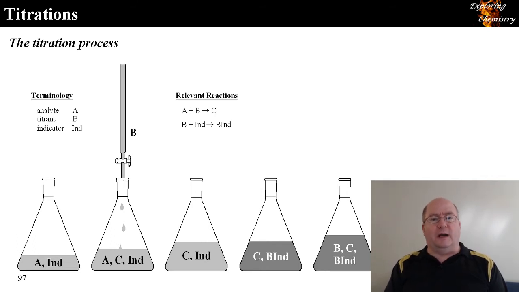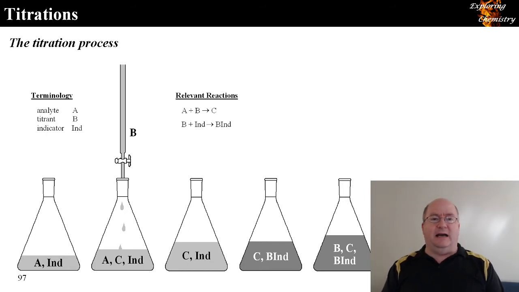There are 2 relevant reactions. The first reaction, of course, is that of our analyte and our titrant. This reaction needs to be stoichiometric. It needs to be well understood, and there generally can't be any other side reactions. So you have a quantitative reaction of our analyte and our titrant to form some products. In addition, usually the titrant needs to react with the indicator to indicate that you've used up all of the analyte. We'll get to the exact terms in a few seconds.